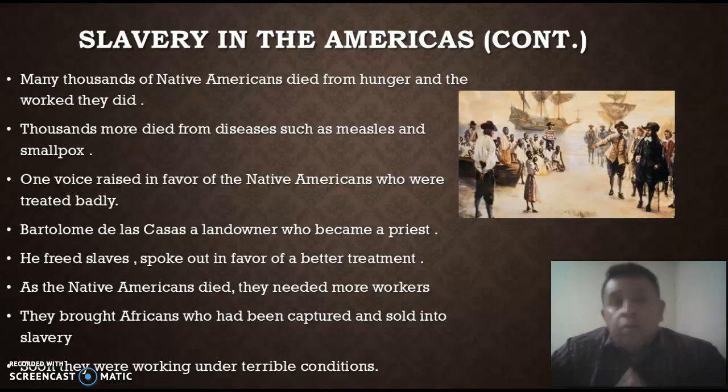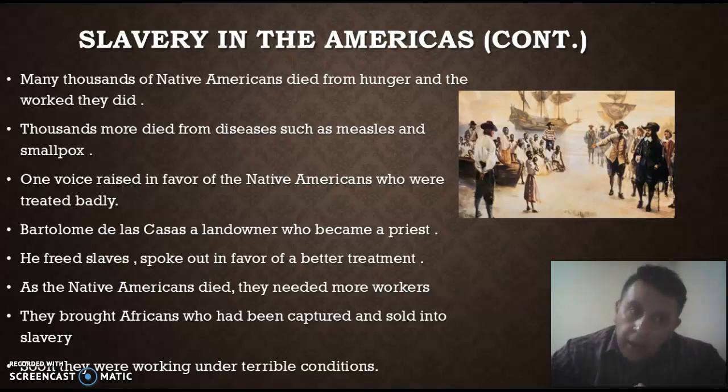Now, not everything was so bad. We have to understand that there was one person who tried to help. He raised his voice in favor of Native Americans who were treated badly. His name was Bartolome de las Casas. He came to the Americas looking to gain riches. Now, he saw all the cruelty toward the Native Americans, and from being a landowner he became a priest, a person who fought and wrote letters to the king in order to abolish slavery.